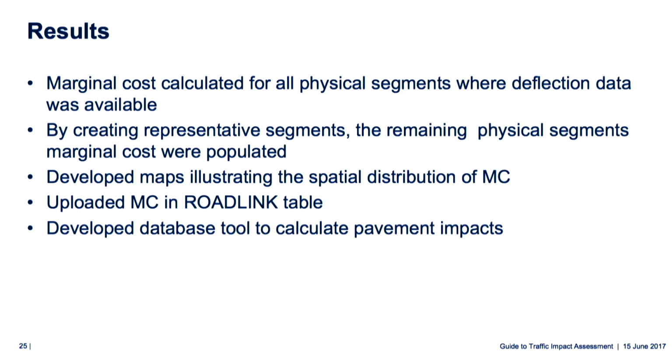Marginal cost is calculated based on all physical segments where the deflection data is available, and then by creating representative segments, the remaining physical segments' marginal costs were populated using that model, the one I showed you previously. Then we can develop maps illustrating the spatial distribution of marginal cost, and that marginal cost database goes into the road link table, and then we develop a database tool to calculate pavement impacts for the network where the development work goes on.